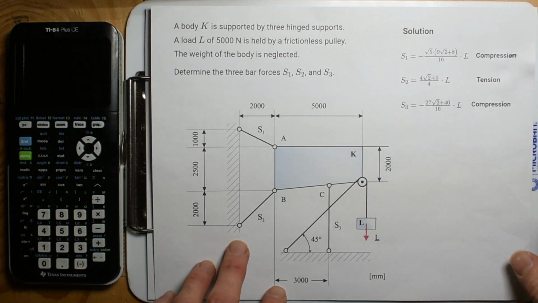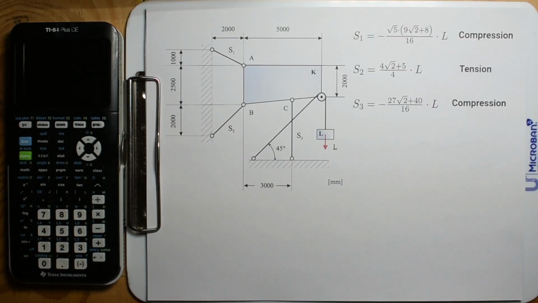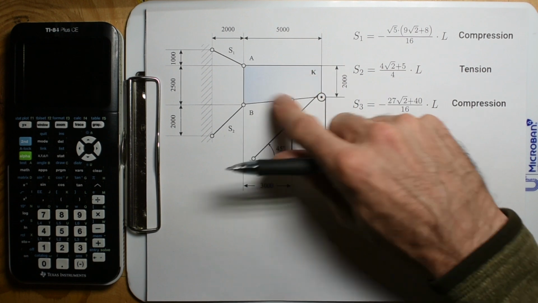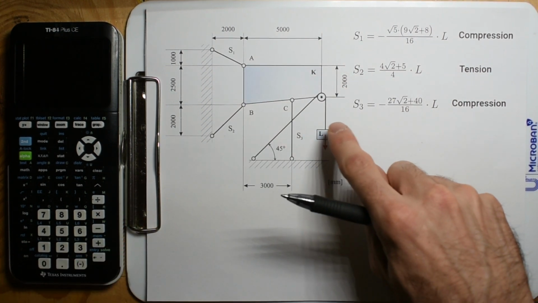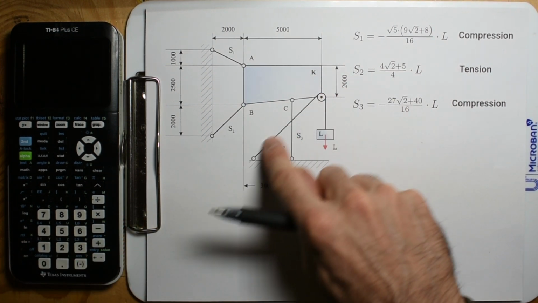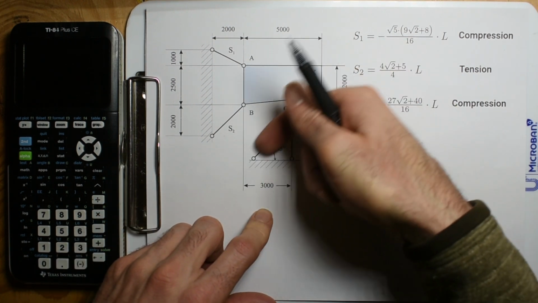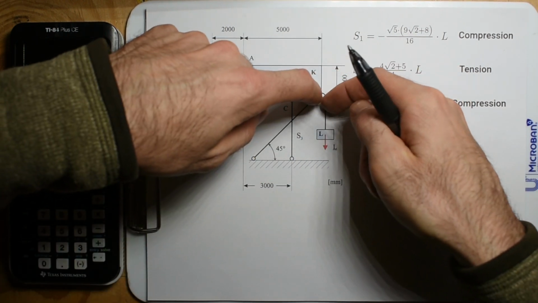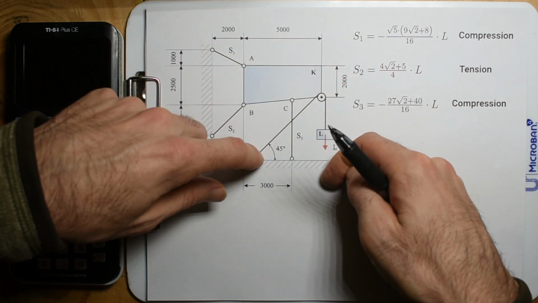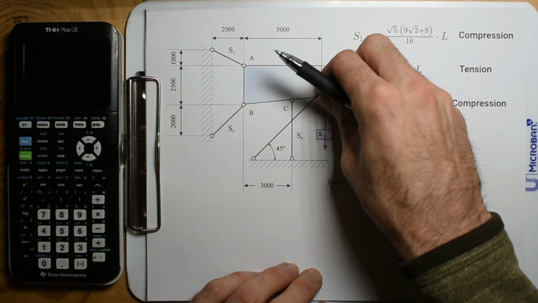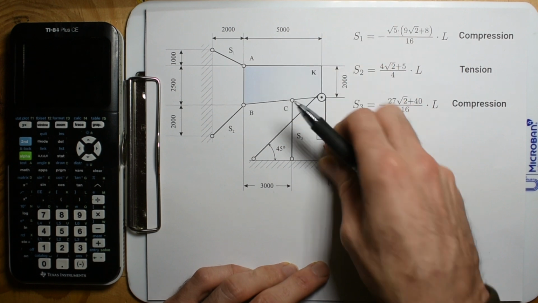Alright, here's our problem, and it's pretty cool. We have a rigid body, we have 3 supports, and we have this known load on a frictionless pulley, so we know the tension in this rope. It's going to be L, even though it's faced that way. We have L down this way and L down that way, so you kind of double up the load on that corner.